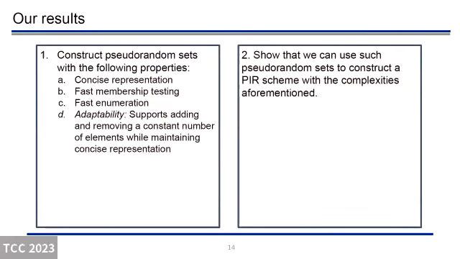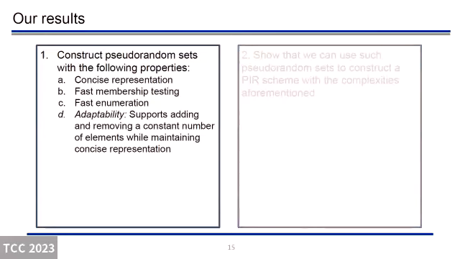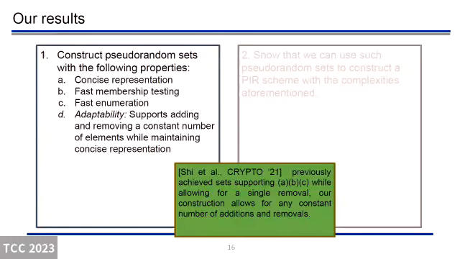Cool. And then after this, we show that we can use these pseudorandom sets with special properties to achieve PIR with the complexities that we want. For this talk, I'm going to mainly focus on the first, and I'll have to refer you to our paper for number 2. I'll start by saying that Shi et al. in Crypto 21 achieved such sets that had a concise representation, fast membership testing, and fast enumeration, with support for one removal in the way that we want. And we extend it here to support a constant number of additions and removals.